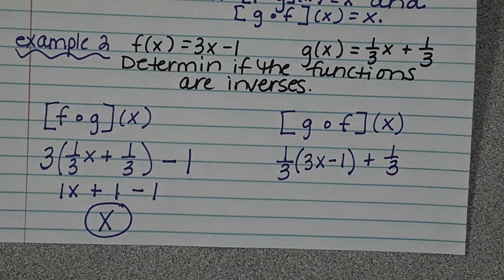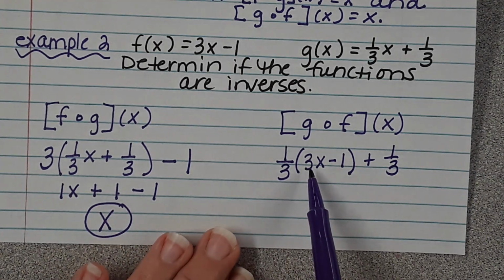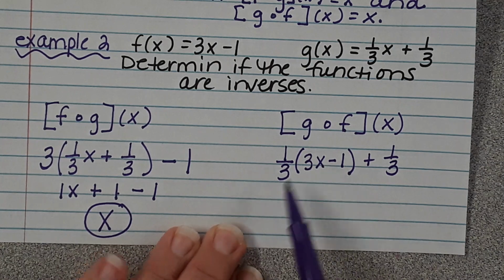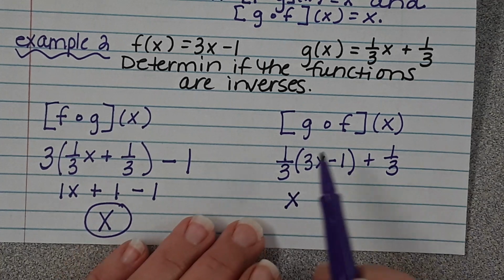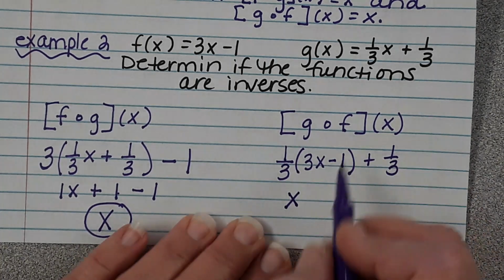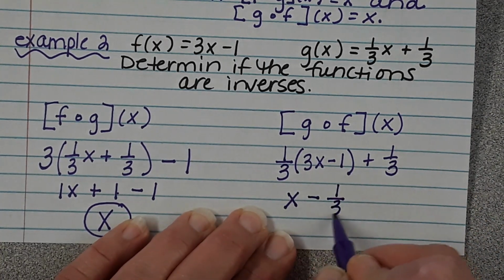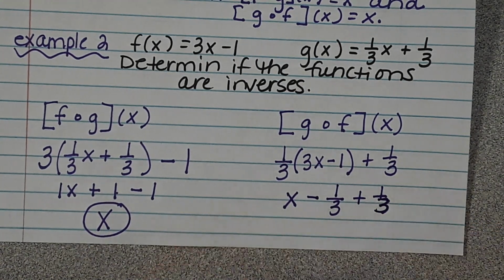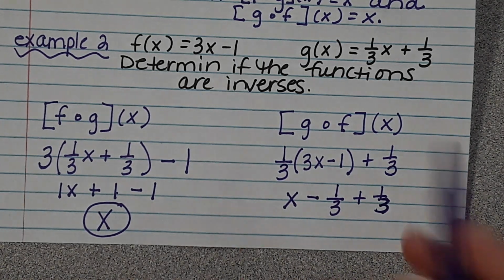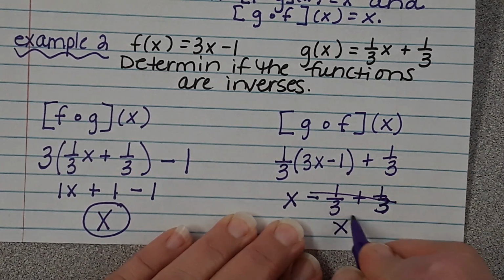Any questions so far? Is it starting to make sense? More sense than probably yesterday? Now we're going to multiply. 1/3 times 3x is 3x over 3, which is x, or 1x. 1/3 times 1 is 1, so I just have 1/3 plus 1/3. What happens with the thirds? They cancel out, and I'm left with x.